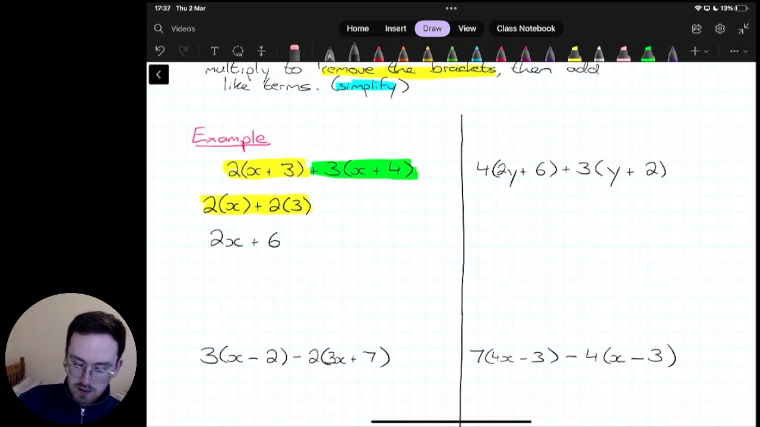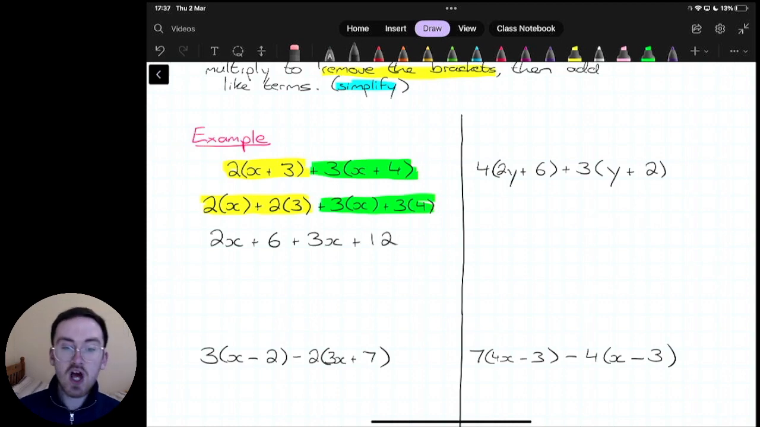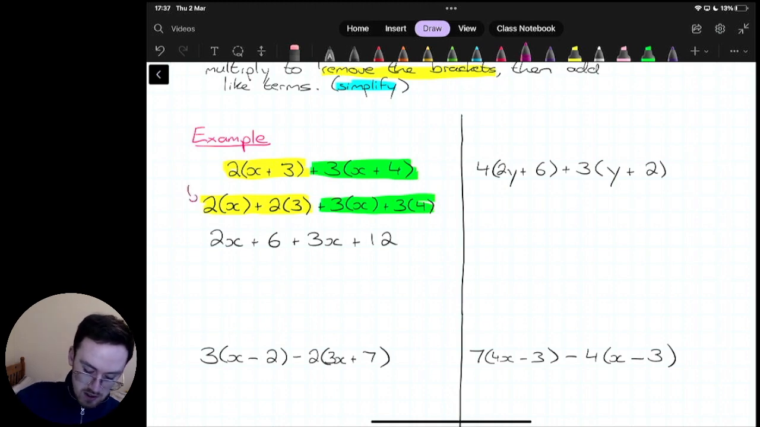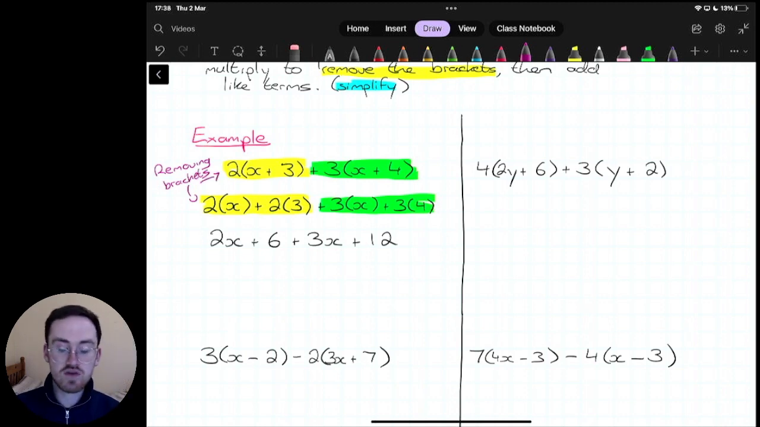We focus on the green part then. That's like having 3 multiplied by x plus 3 multiplied by 4, and keeping that green here. 3 multiplied by x is 3x, and 3 multiplied by 4 is 12. So we've ended up now at a point where we have just an expression with no brackets. Let's make a little note here. This part is our removing the brackets, just the part that we've just looked at. So from here to here is our removing brackets.